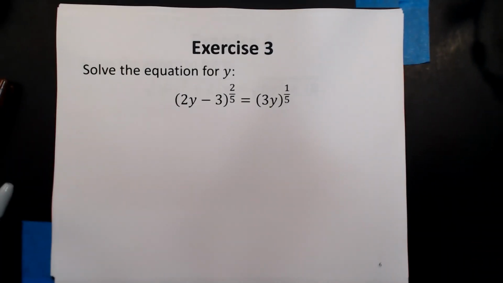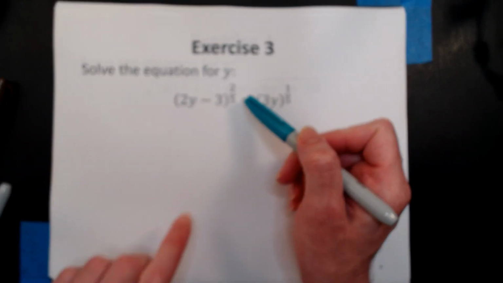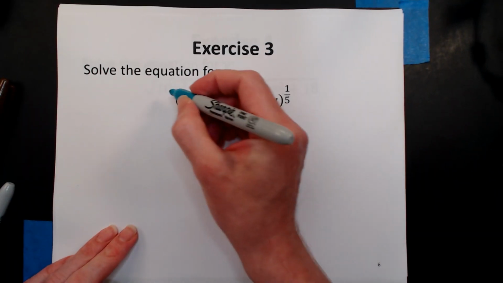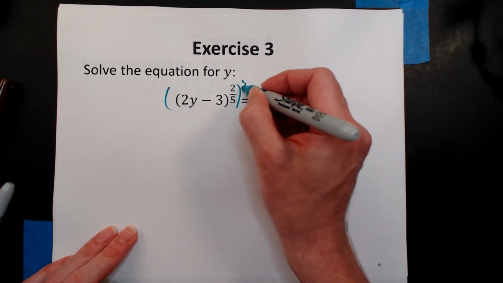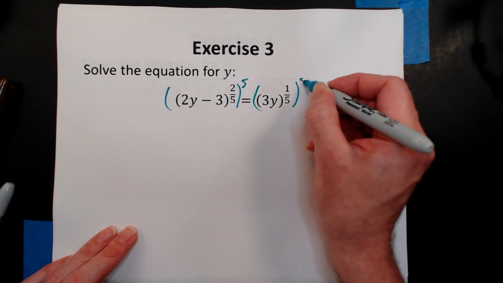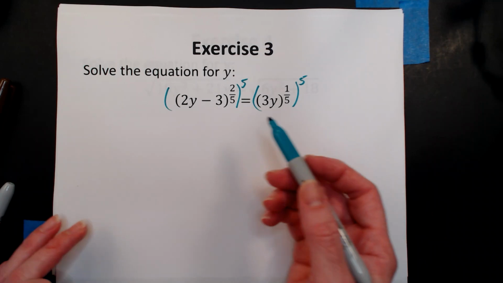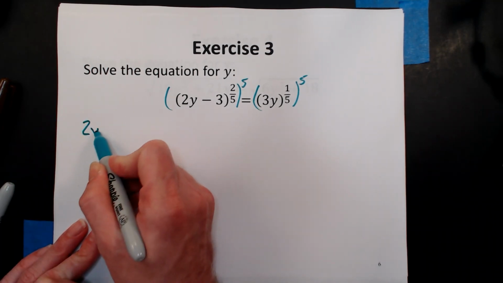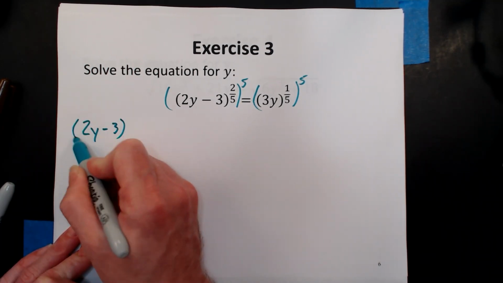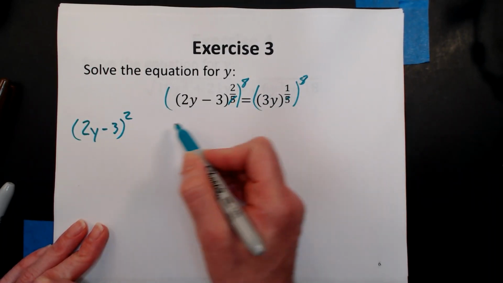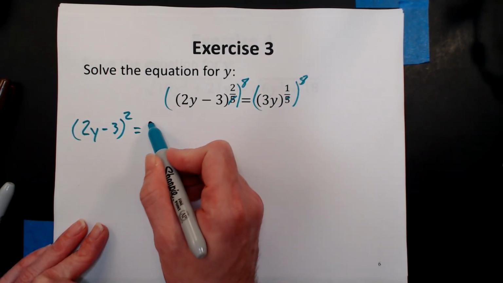And so this one's pretty straightforward. What we need to do, we have a fifth root here, so all we need to do on both sides here is raise this to the fifth power. And so I don't need to FOIL anything out because they're both raised to the fifth power. So all I need to do is say this is 2y minus 3 squared, because that 2 is still there. The 5's cancel here. That's going to equal 3y.